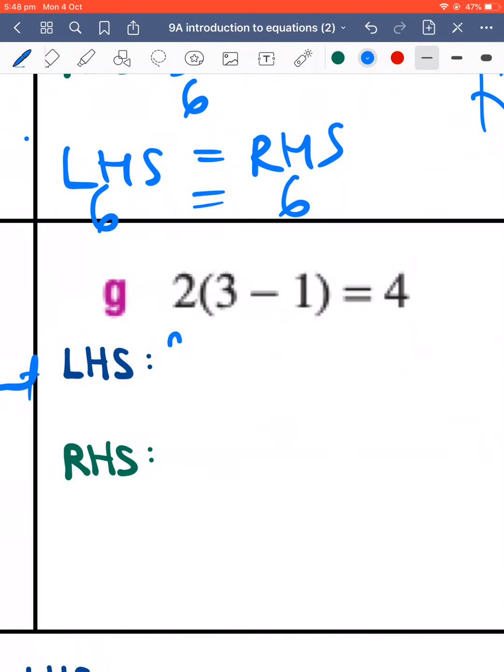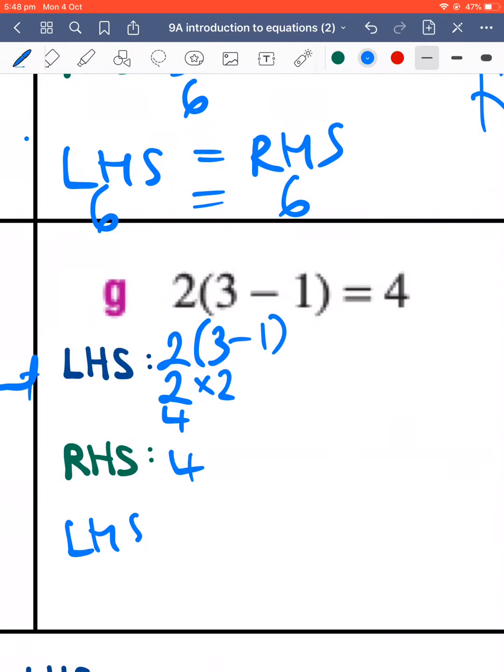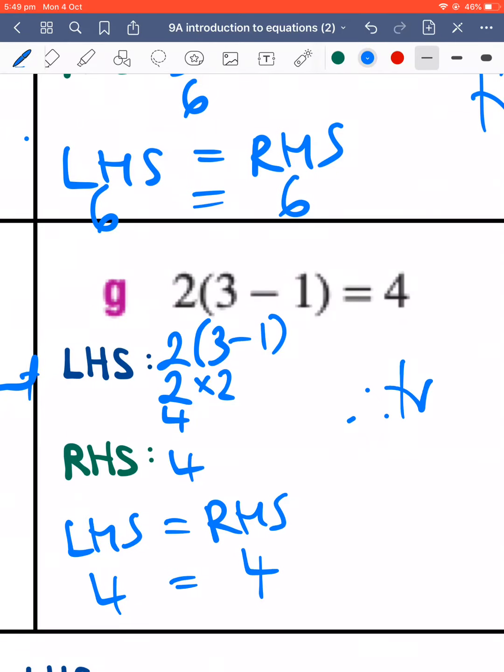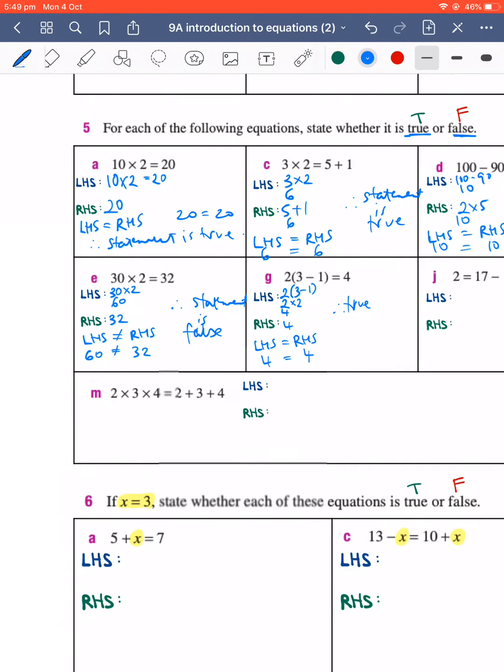Next one, I've got 2 multiplied by 3 minus 1. So do the brackets first. 2 multiplied by 2 gives me my answer of 4, and my right-hand side is 4. Compare my left-hand side to my right-hand side. So I've got 4, which does indeed equal 4, so for this one, my statement will be true.